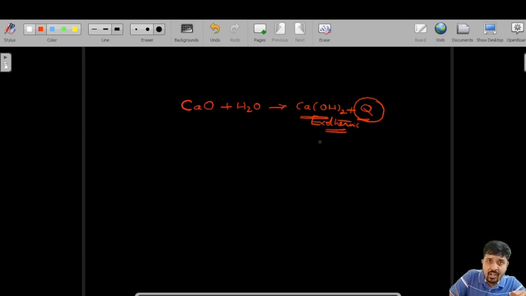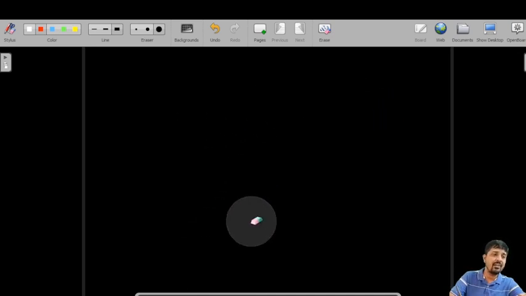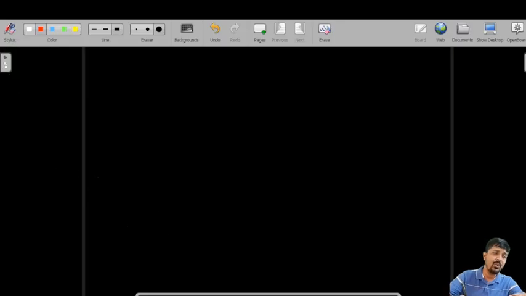So now tell me, what happens when quicklime is added to water? It will produce lime water or calcium hydroxide, and this is an example of exothermic reaction. Now we will skip to the next question. Which gas is released when zinc is added to HCl? How do you test the gas?